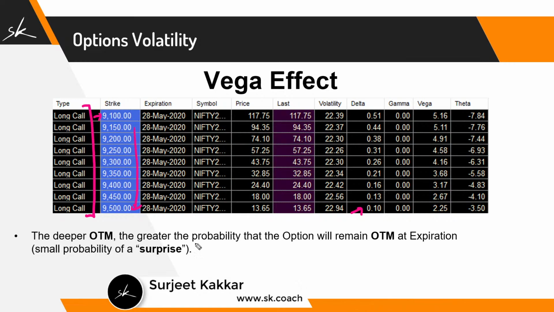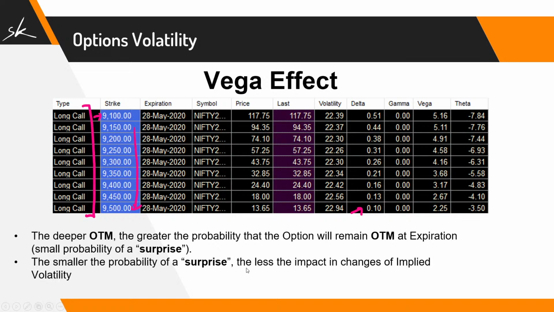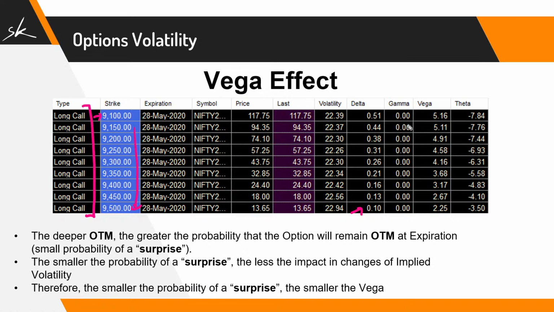So the deeper we are out of the money, the greater the probability that the option will remain out of the money at expiry, which again means a smaller probability of surprise. And the smaller the probability of surprise, the less the impact of changes in implied volatility. That is why the smaller the probability of surprise, the smaller the Vega. Here also you can see the more we go out of the money, the Vega is getting smaller and smaller. So whether you go in the money or out of the money, the deeper you get, the value of the Vega will start reducing.